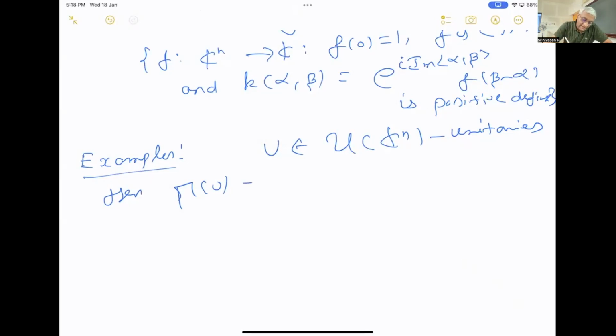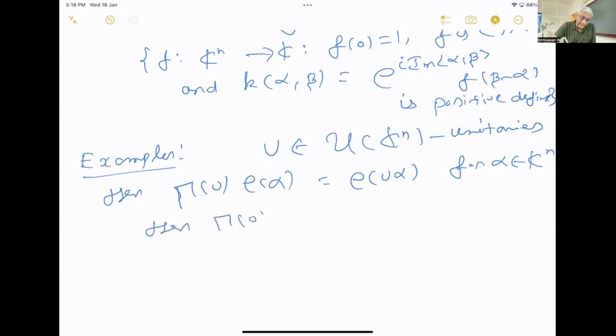Then we have defined this gamma of U, E of alpha equal to E of U alpha for alpha in Cn. Okay. Then this is defined on the total set of vectors. Then gamma U extends as a unitary. We know this extends to a unitary.